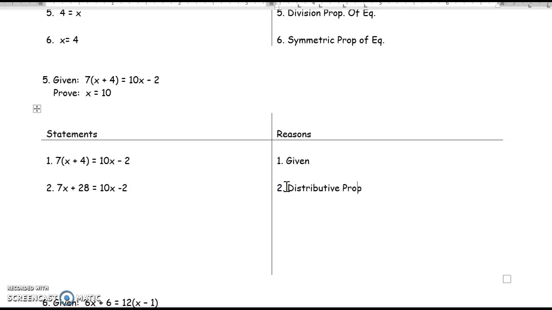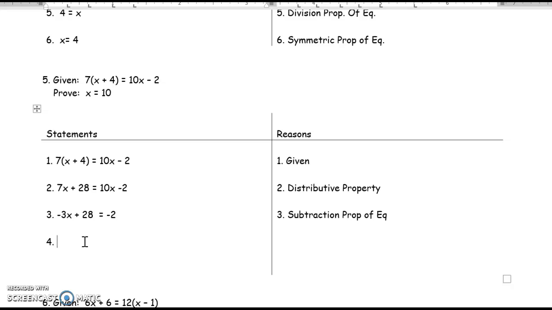Distributive property, okay? Third, I'd want to start looking at maybe adding, subtracting, that type of stuff. Well, what happens if I subtracted 10x from both sides? 7x minus 10x would be negative 3x, okay? Plus 28 equals negative 2. And that's, of course, our subtraction prop.